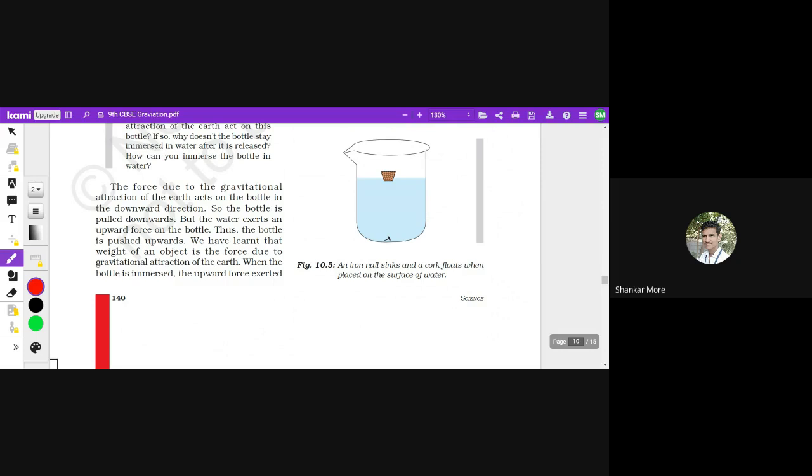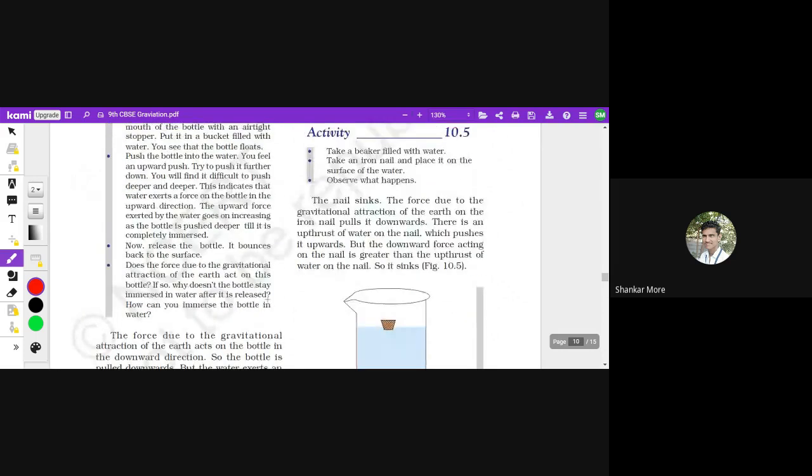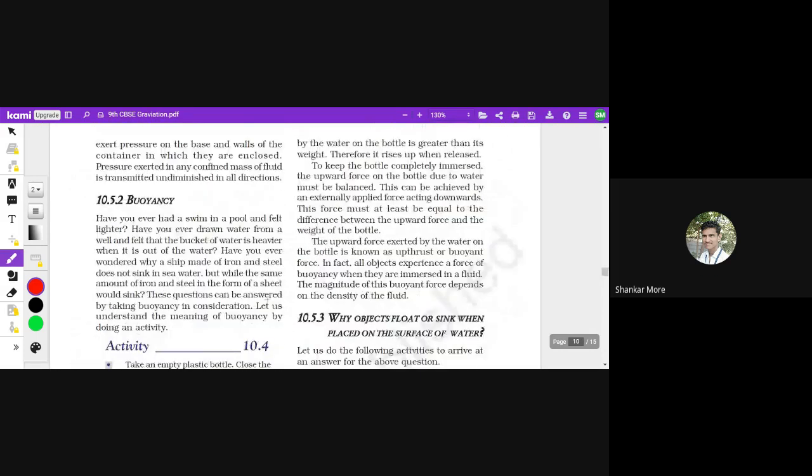We have learned that the weight of an object is the force due to gravitational attraction of the earth. When the bottle is immersed, the upward force exerted by the water on the bottle is greater than its weight. Bottle का जो weight है, which is very very light. So जो gravitational force है, या फिर जो weight, you are understanding this ना. So which is much lesser than the upward force that is applied by the water. तो bottle का जो force है वो कम है, इसके लिए जो water का force है that wins and it pushes the water bottle up.